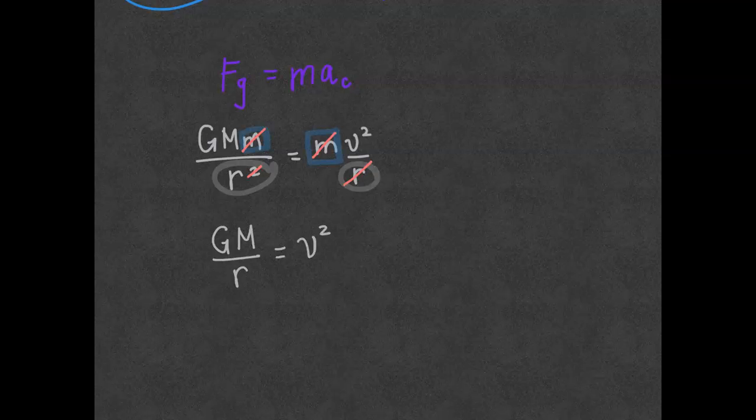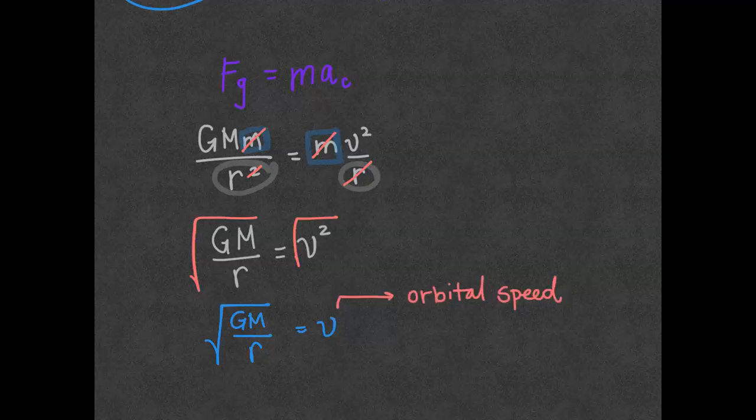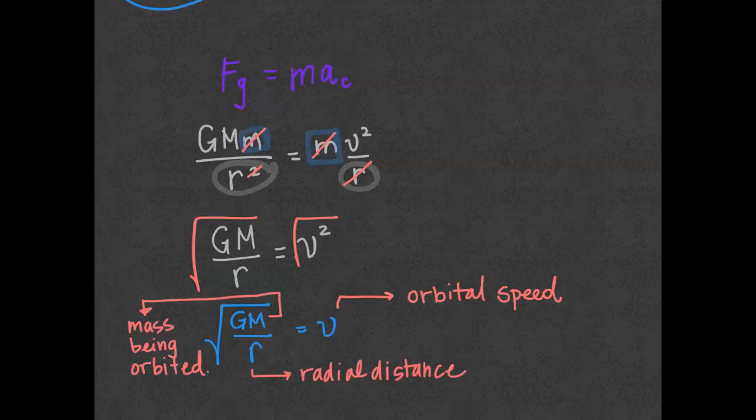We can take the square root of both sides here, and that would give us the square root of G M over r is equal to v. This velocity is known as the orbital speed. r represents the distance between the two bodies, and M represents the mass of the object that is being orbited.